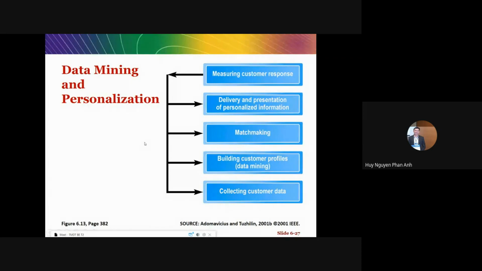And from the data we collected, we can analyze the data. We call that data mining. So they can measure the customer response, or they can build the customer profile to know their behavior.